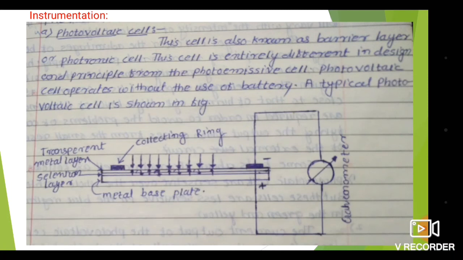So the first one is the photovoltaic cell. This cell is also known as barrier layer or photonic cell. This cell is entirely different in design and principle from the photoemissive cell. The photovoltaic cell operates without the use of a battery. It does not require a battery. A typical photovoltaic cell is as shown in the figure. So this is the photovoltaic cell.